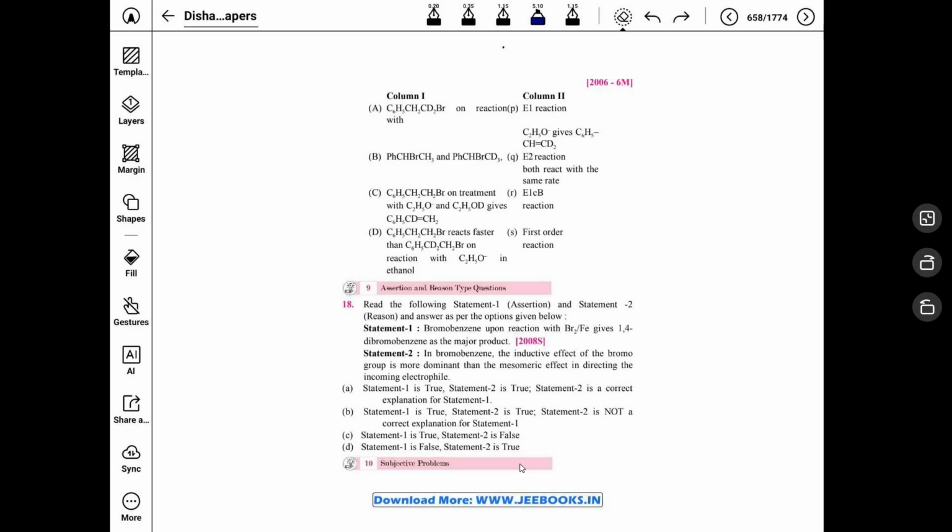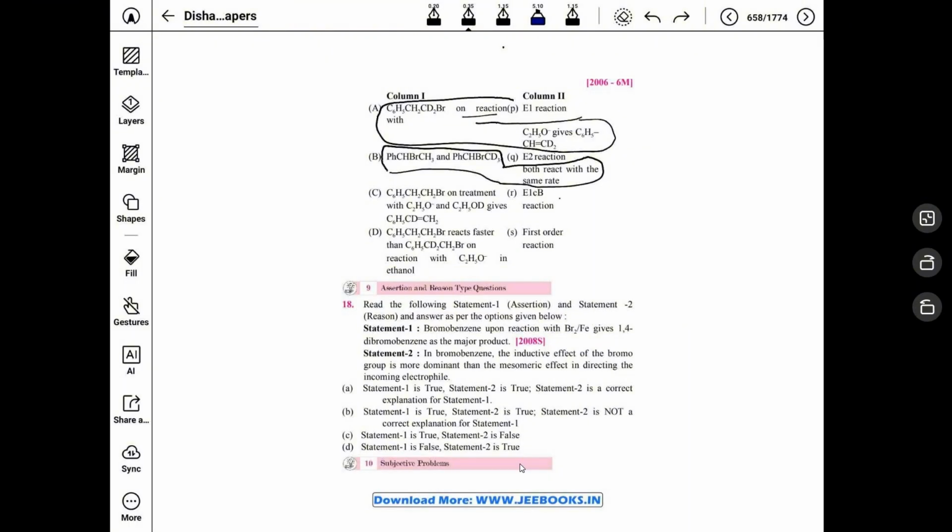So okay, this is the halide on reaction with, okay, this is all together, and this one is together with this like this. Okay, so what they are asking: this halide on reaction with ethoxide gives alkene. So this is E1 reaction, E2 reaction, even SN1 reaction or first order reaction.